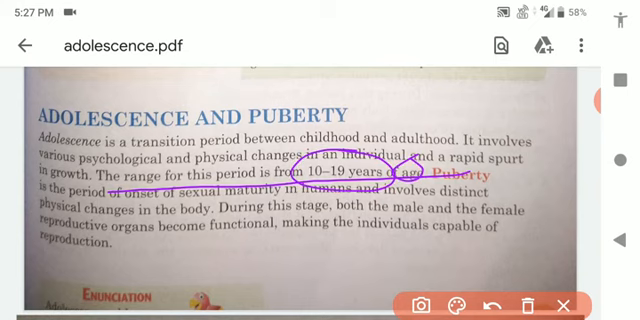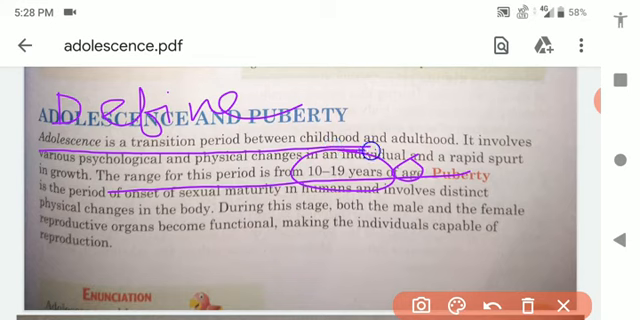So here the first question can be put: define adolescence. The answer will be: adolescence is the transitional period between childhood and adulthood. It is the first question, note it down.